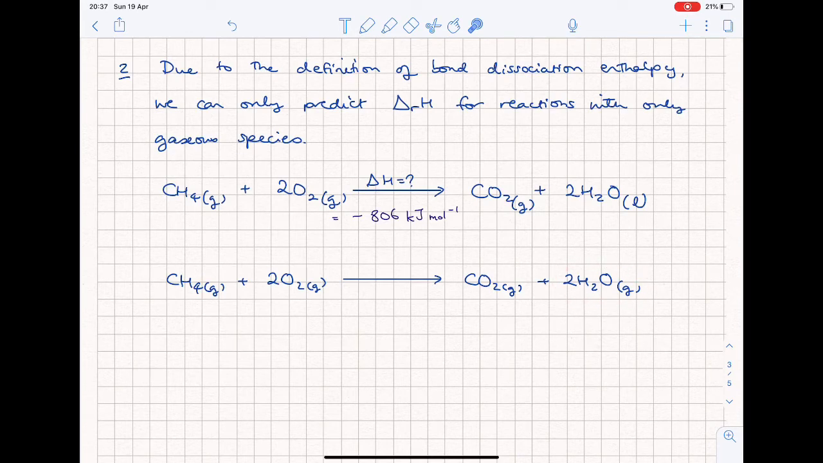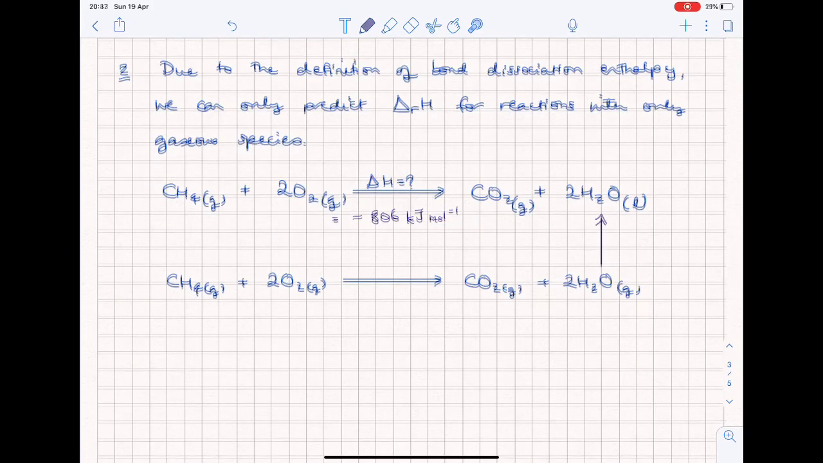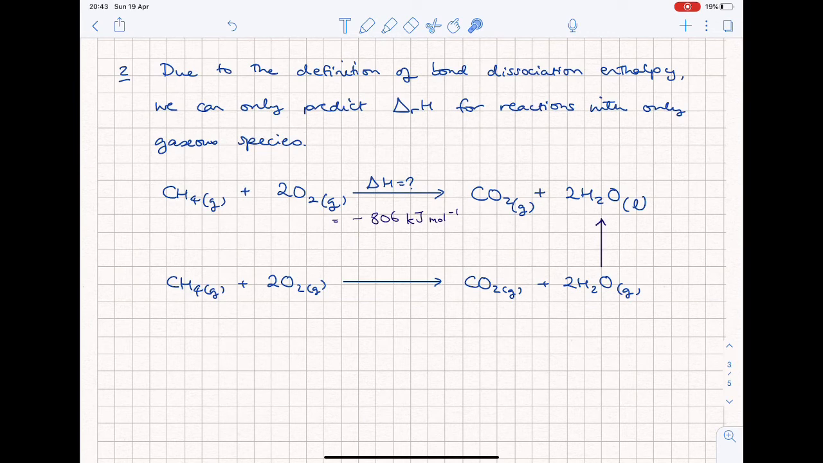So the enthalpy change for this reaction at the top here should be more exothermic because when steam condenses it will release more energy. So there's an additional enthalpy change going from this reaction here to this reaction here that we need to add using Hess's law. So really the enthalpy change for this reaction is minus 806 kilojoules per mole. And then we need to add this value of enthalpy of condensation from the steam to the water to give us the value here. So the overall enthalpy change here is the same as this enthalpy change according to Hess's law, because we start with the same reactants, end up to the same products.